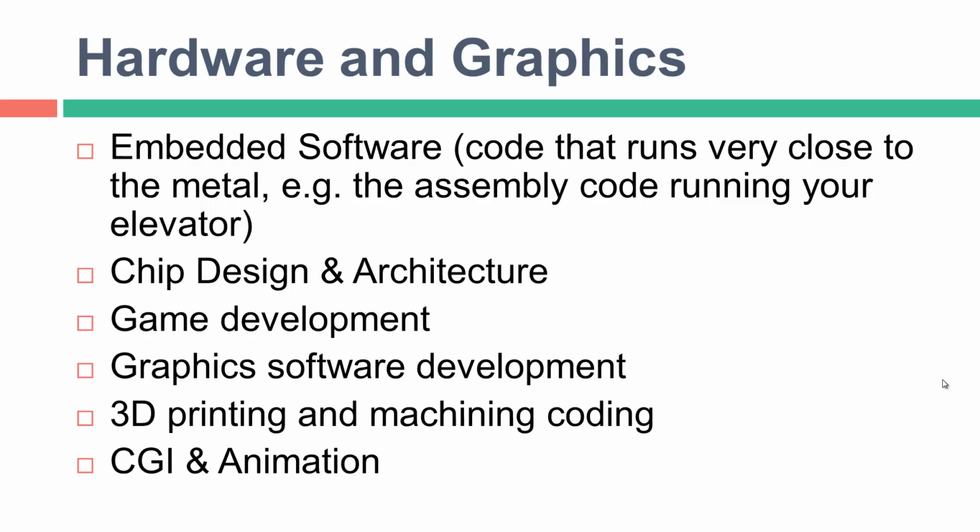Finally, there's hardware and graphics. So there's embedded software. This is known as code that runs very close to the metal, such as the assembly code running an elevator. There's also chip design and architecture. There's game development, which a lot of people feel is much different than normal development, so just keep that in mind. And there's also graphics software development. Sometimes there's crossover between that and game development.